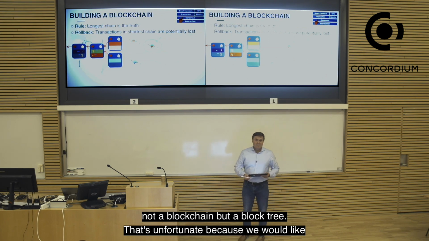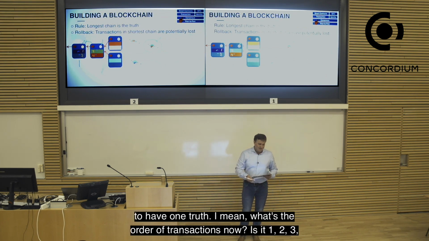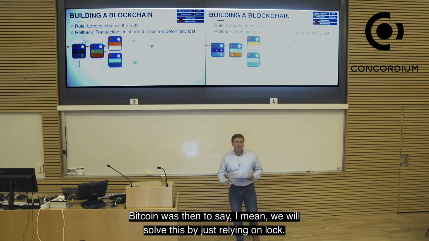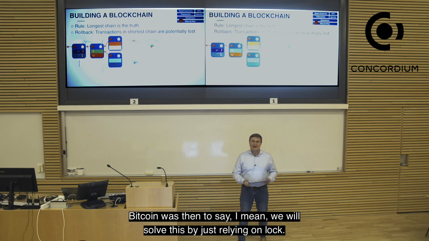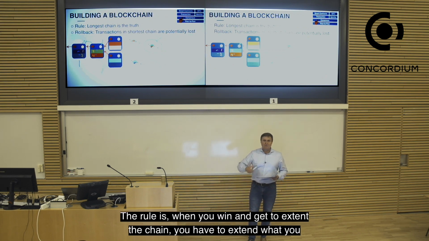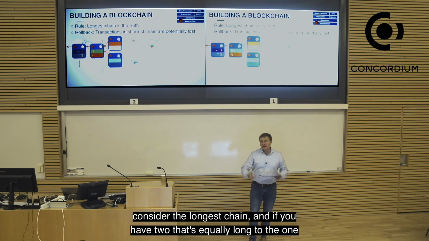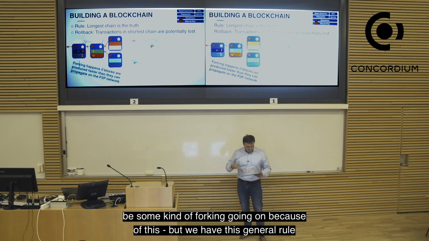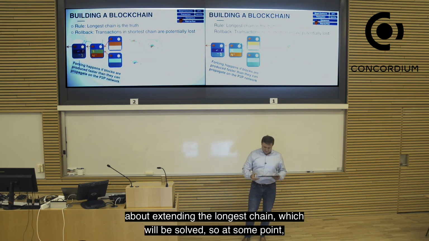That's unfortunate, because we would like to have one truth. I mean, what's the order of transactions now? Is it 1, 2, 3, 4, 5, 6, or is it 1, 2, 3, 4, 5, 6? The idea in Bitcoin was then to resolve this by just relying on luck. The rule is when you win and get to extend the chain, you have to extend what you consider the longest chain. And if you have two that are equally long, just the one you saw first, some kind of tie-breaking rule. So there will be some kind of forking going on because of this. But we have this general rule about extending the longest chain, which will resolve it.